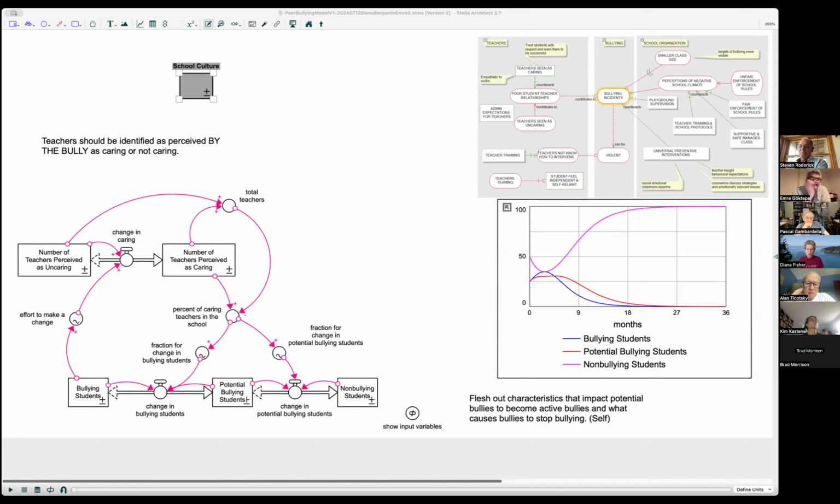Right, because we are never going to get rid of all the bullies. So there may be an initial steeper impact, but it might level off. We'll never get to all of them. And so that could be indicated within this particular effort to make change. Maybe it would be in the fraction of change for bullying students. We will never get them all to move over, probably, so there is where we would play with different graphs.